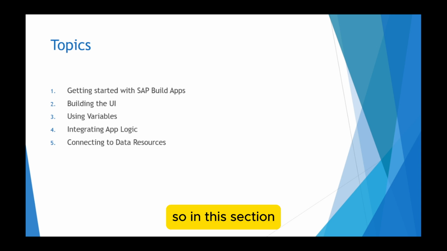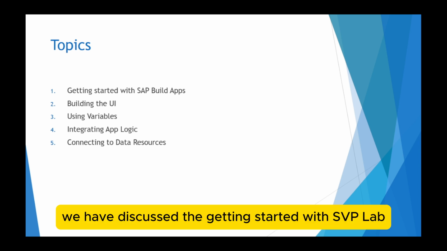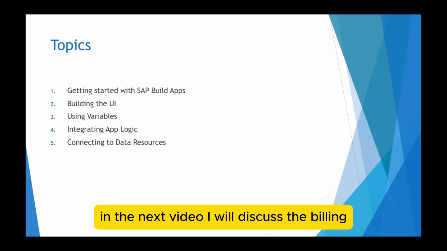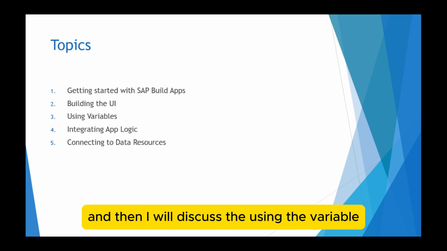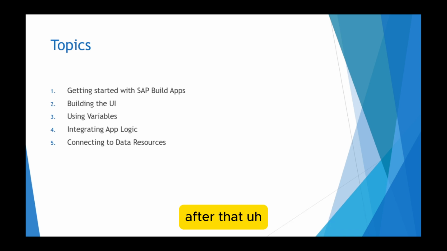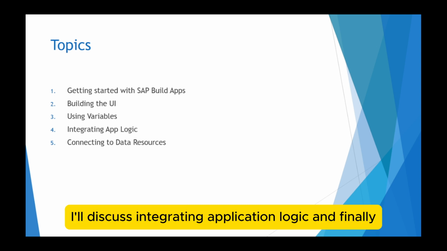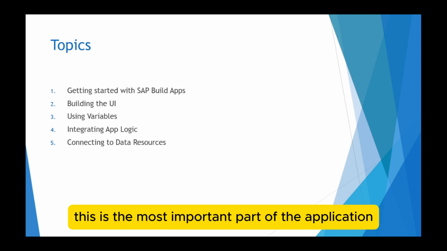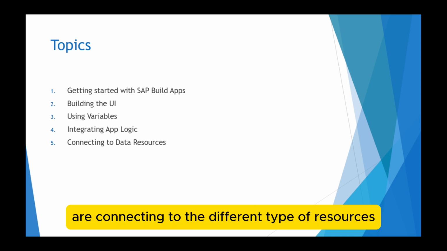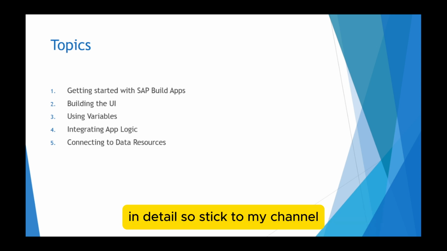In this section, we have discussed getting started with SAP Build Apps. In the next video, I will discuss building the user interface, then using variables. After that, I'll discuss integrating application logic, and finally we will discuss connecting to data resources. This is the most important part of the application. We will discuss connecting to the different types of data resources in detail.